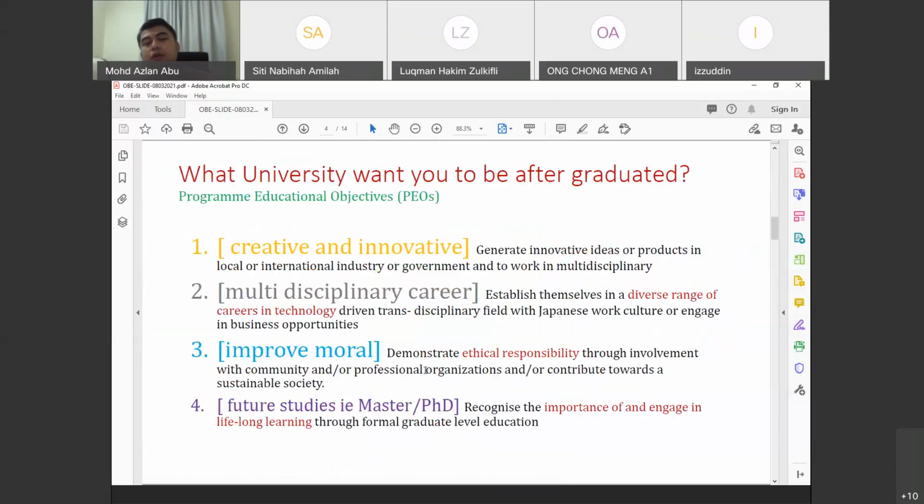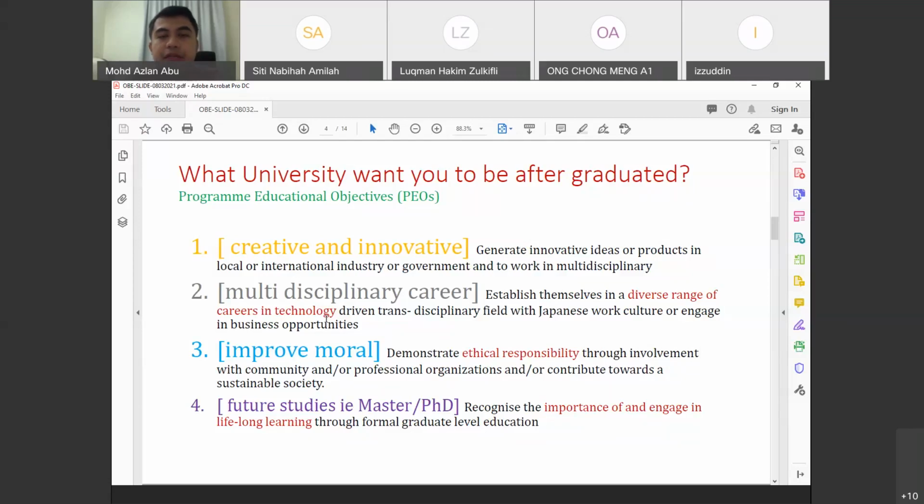Next, under OBE, the first part that you need to know is the program educational objective, PEO, where it is what the university wants you to become after you graduate. So this will be measured 3 to 5 years after you graduated.